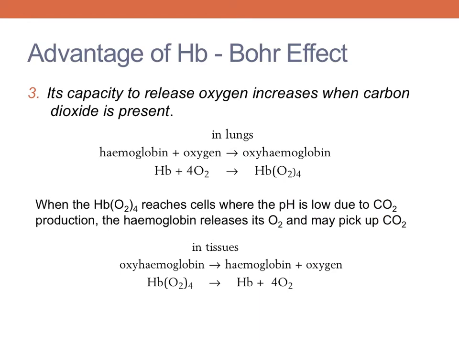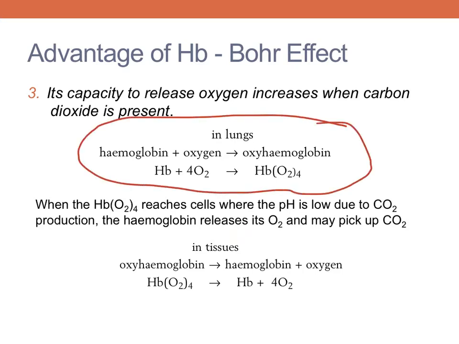So the third advantage of hemoglobin is something we call the Bohr effect. And that is that its capacity to release oxygen increases when carbon dioxide is present. Now that's very handy because that's basically what you need it to do. So just reminding yourselves that in the lungs, hemoglobin picks up 4 oxygen molecules and it becomes something called oxyhemoglobin. And that's how oxygen is carried in the blood.